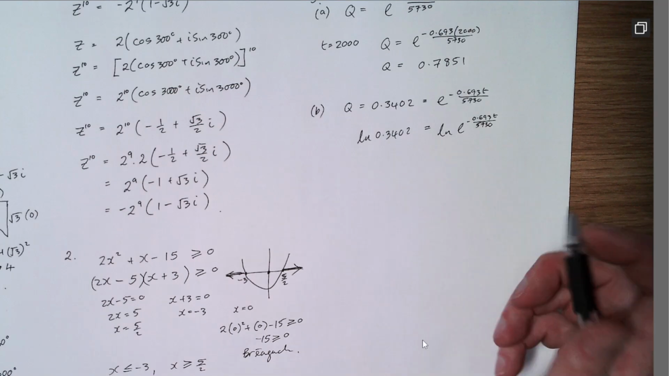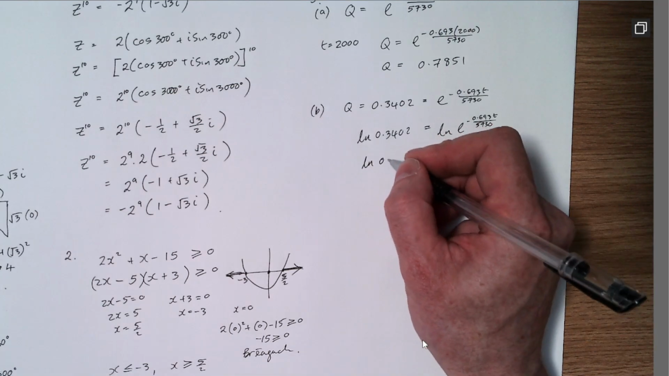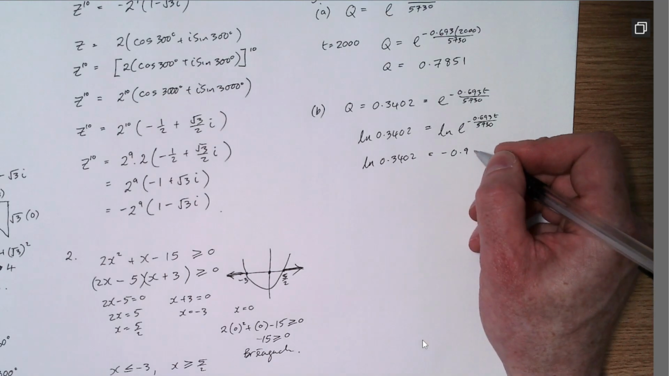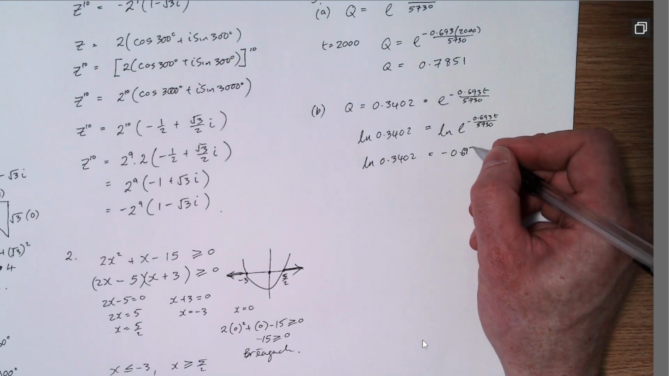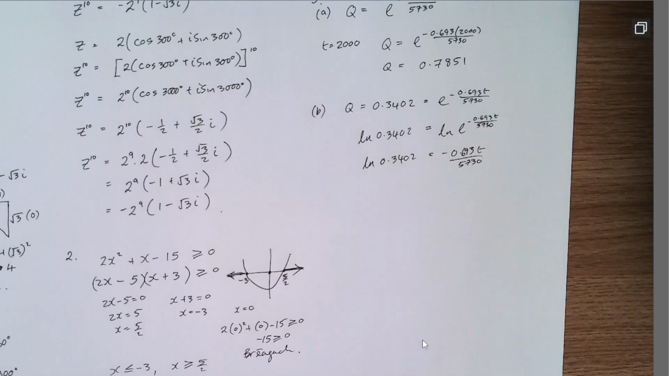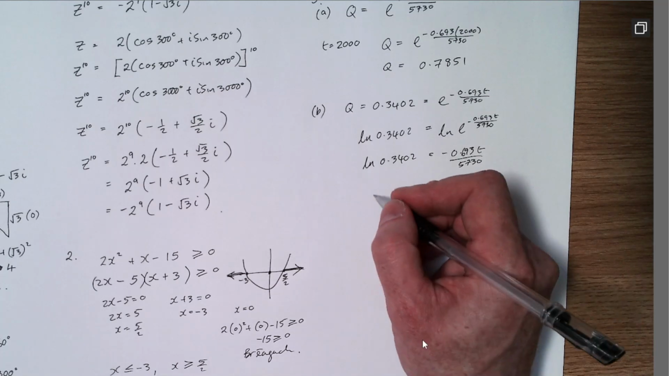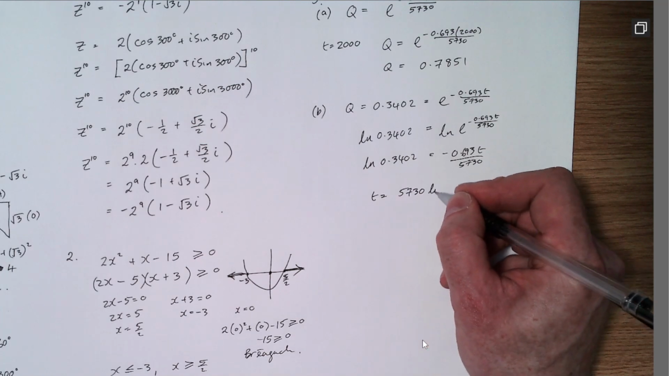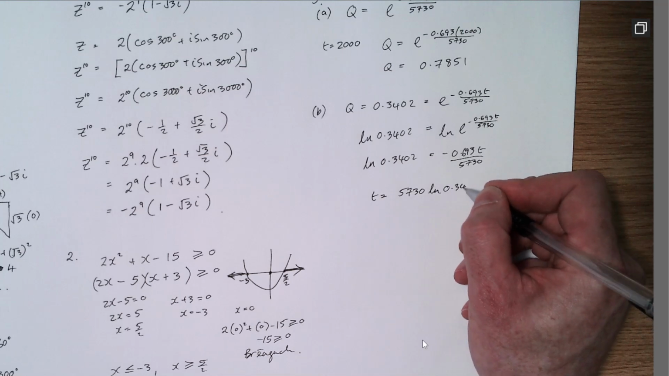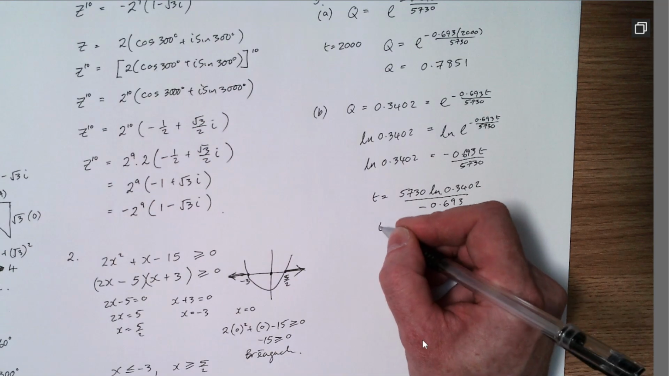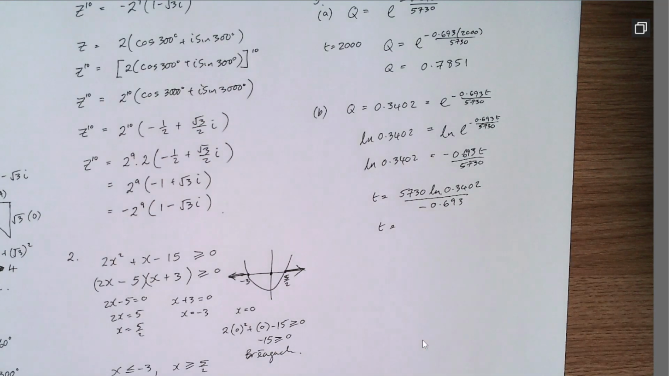Now, the natural log of 0.3402 equals minus 0.693 T over 5730. And then just solve for T. So T equals 5730 times the natural log of 0.3402 divided by minus 0.693. Put that in the calculator.